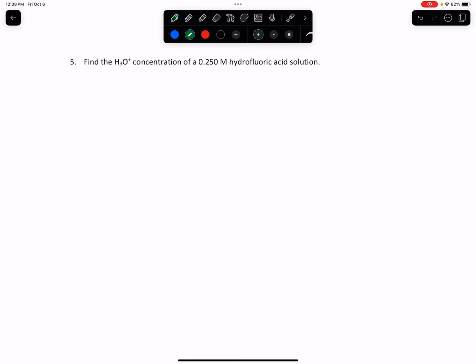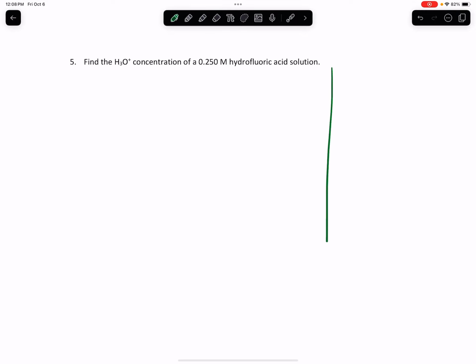All right, so on the right hand side out here, I'm going to write down the value of Ka for hydrofluoric acid, which you can get from a table: 6.8 times 10 to the negative 4. That is the value of Ka for hydrofluoric acid.